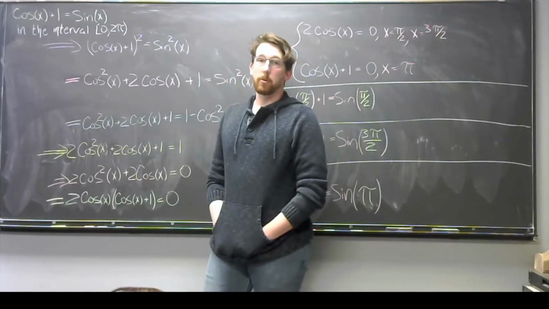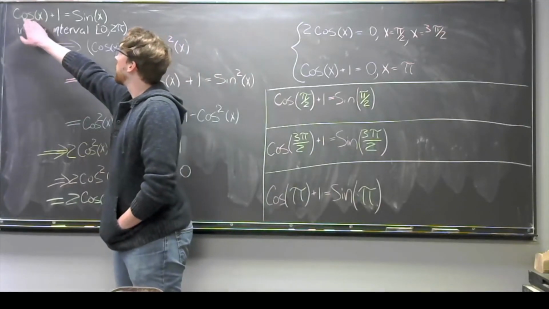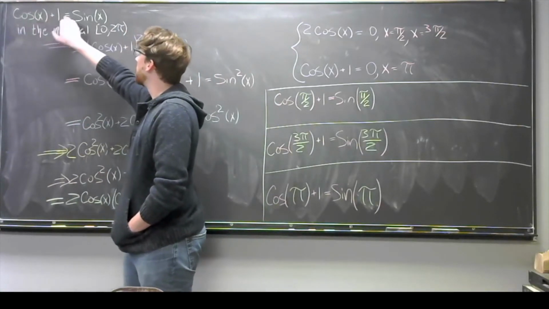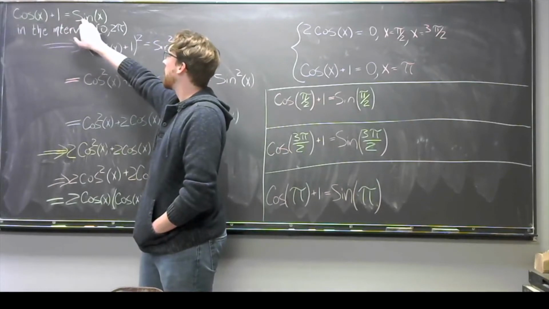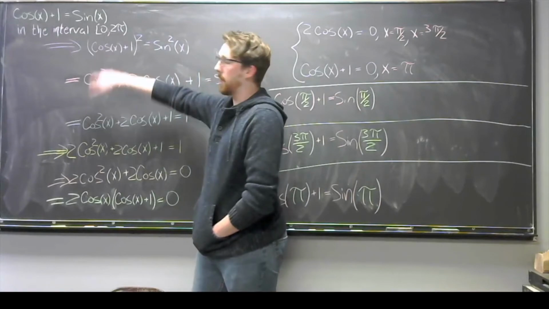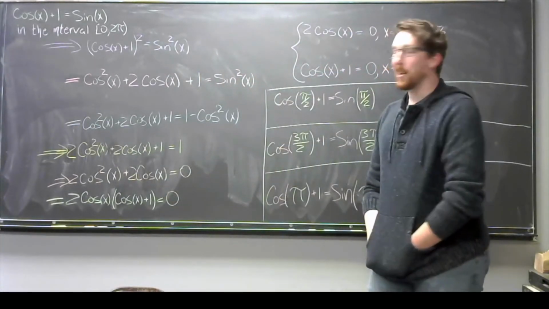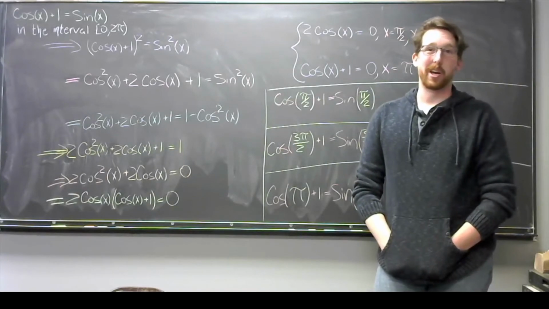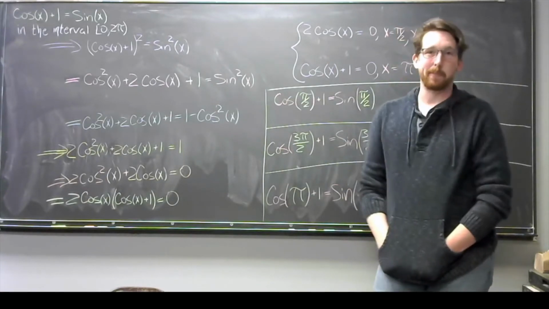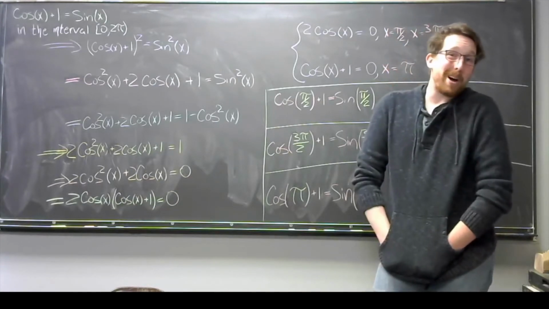So in this example, what we want to do is solve for x when cosine of x plus 1 is equal to sine of x. And we want to restrict x to be in the interval from 0 to 2 pi. So let's be honest, this problem's a bit of a pain, right? Yeah, it is. But it's not impossible.